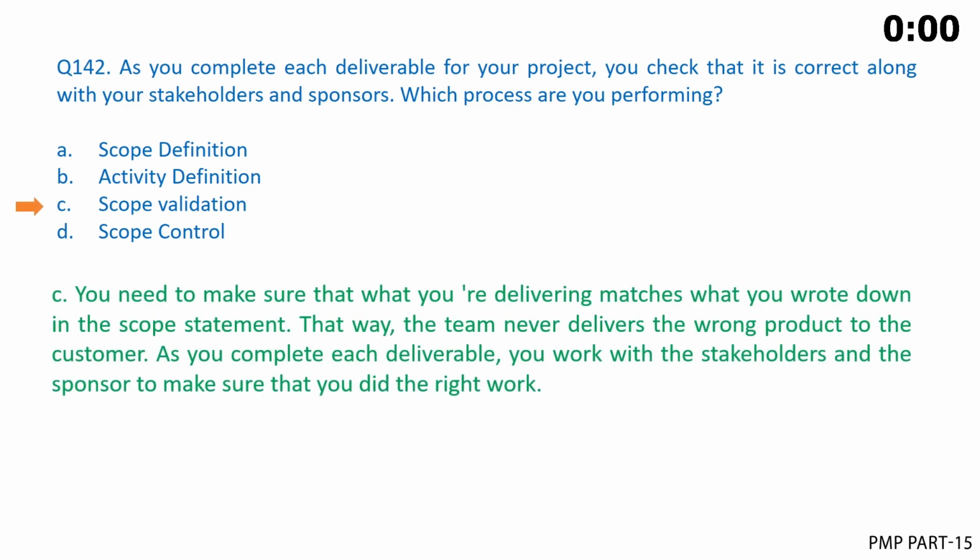The correct answer is C. You need to make sure that what you are delivering matches what you wrote down in the scope statement. That way, the team never delivers the wrong product to the customer. As you complete each deliverable, you work with the stakeholders and the sponsor to make sure that you did the right work.